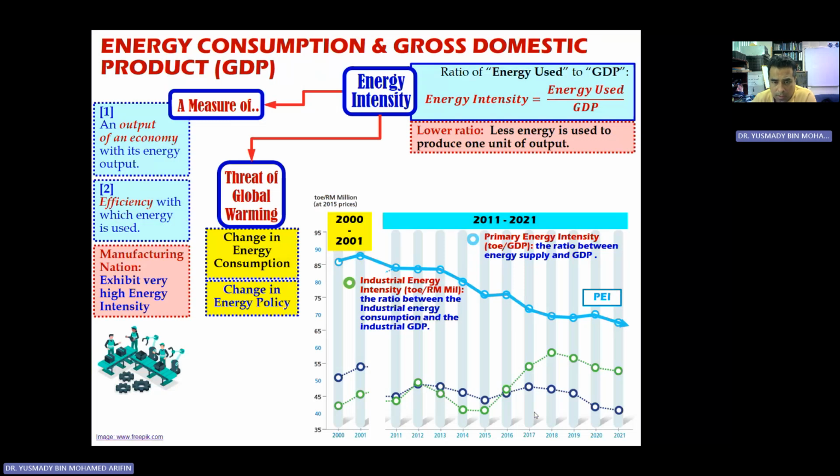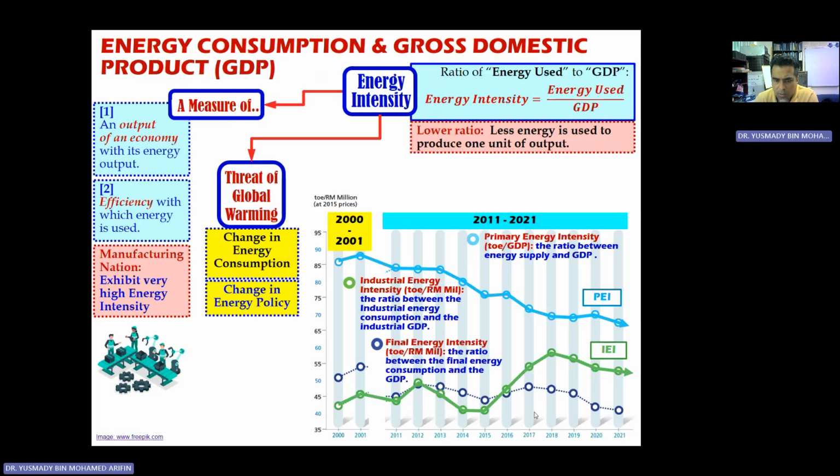The green data represents the industrial energy intensity, which is the ratio between the industrial energy consumption and the industrial GDP, the amount of product produced by the industry. If you look at the pattern, the value increased, which means that in 2021, more energy was consumed by the industry compared to the amount of product produced.